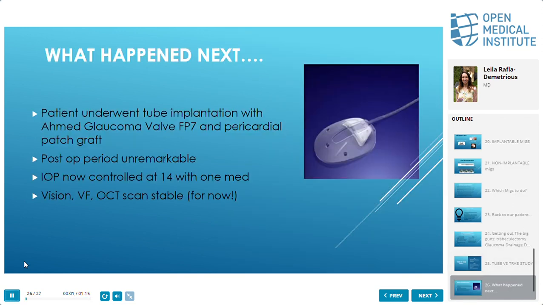So in her case, I put in an Ahmed glaucoma valve, which is a valved tube with a pericardial patch graft, and she did well in the postoperative period. She's still on one medication. Six months later, she's back on latanoprost, and everything is stable right now. Her vision, her visual field, her OCT, stable. But we know this is not the end of the journey. She's going to be my patient forever. She's probably going to have another surgery at some point.